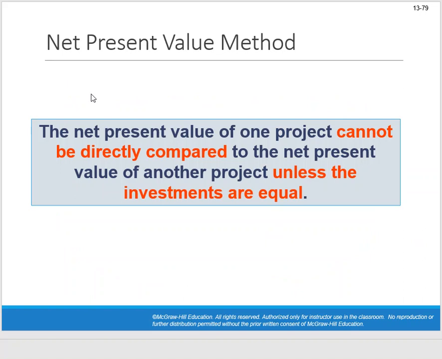If we're using NPV, this is tricky. The NPV of one project cannot be directly compared to the NPV of another project unless the investments are equal. Now, that's what I was alluding to back when we were looking at White Company and the car wash and whether they should remodel the old car wash or buy a whole new one. And I could say the same of the company that wanted to buy a new truck. Different amounts of investment. So we shouldn't necessarily compare them head to head.